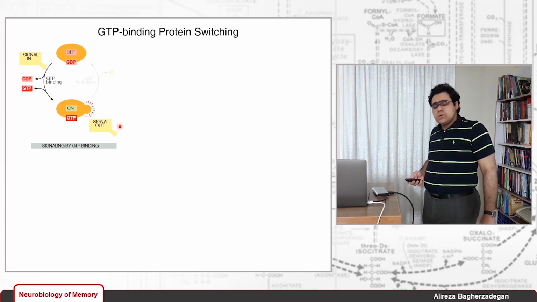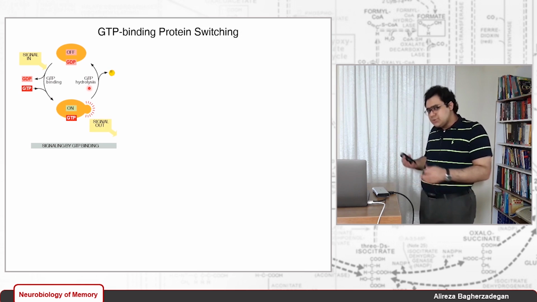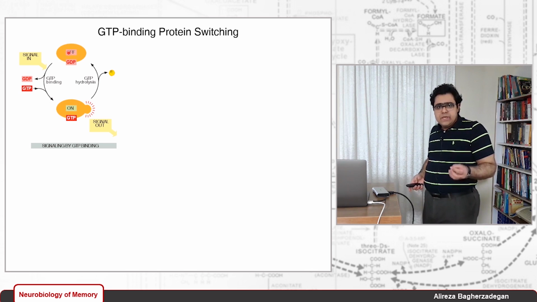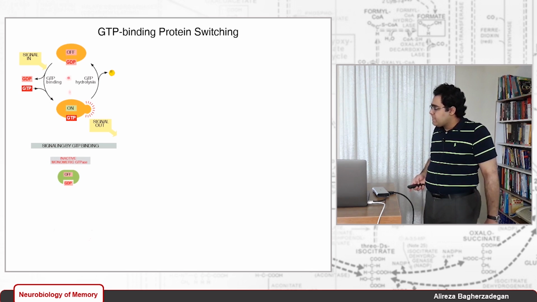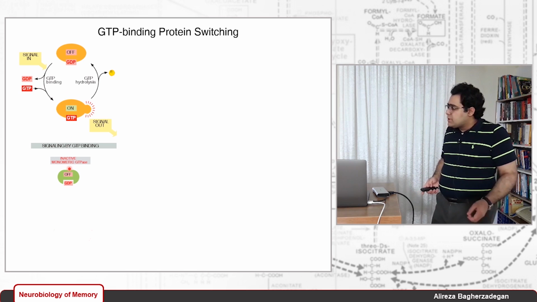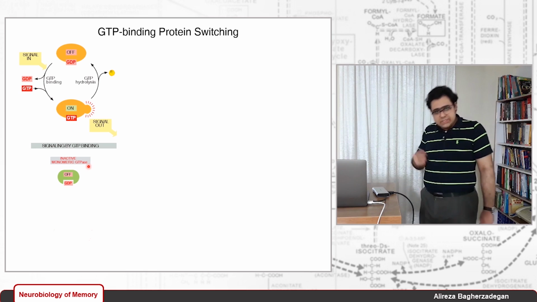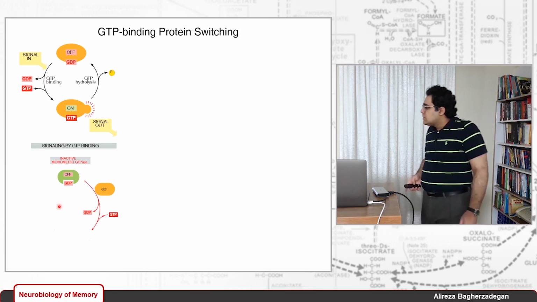But when the signal goes out, we have GTP hydrolysis. GTP is hydrolyzed to GDP and an inorganic phosphate, and the activated G protein turns back to its inactive state. So we have a monomeric G protein, a monomeric GTPase, which is another name for monomeric G protein.